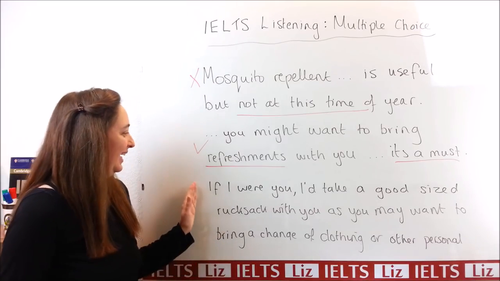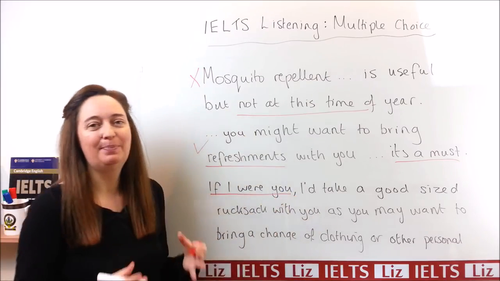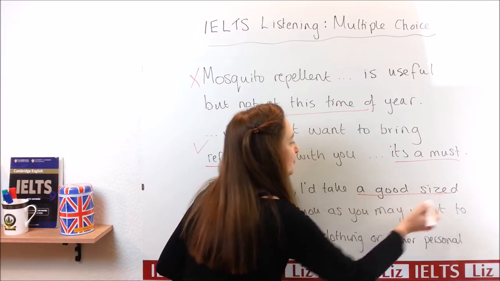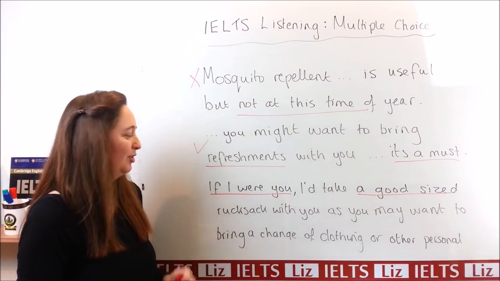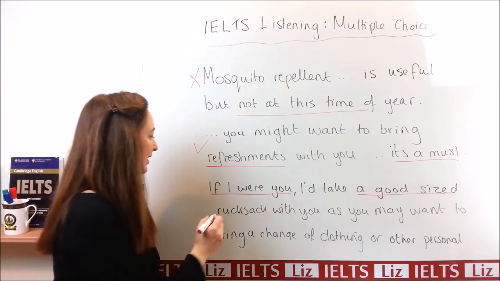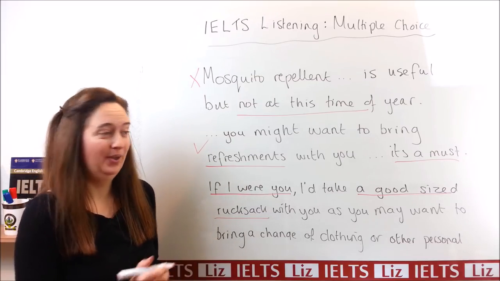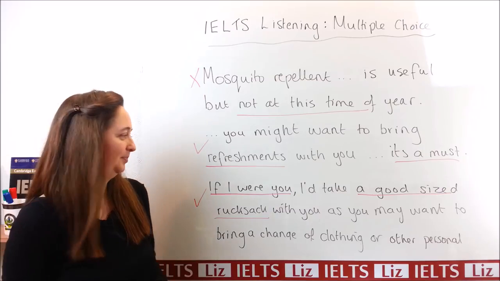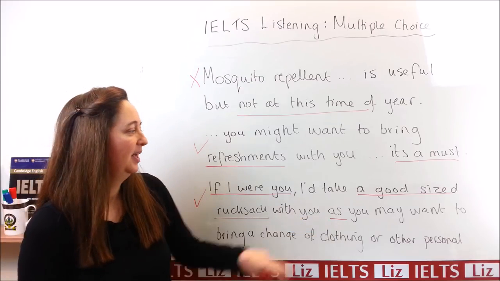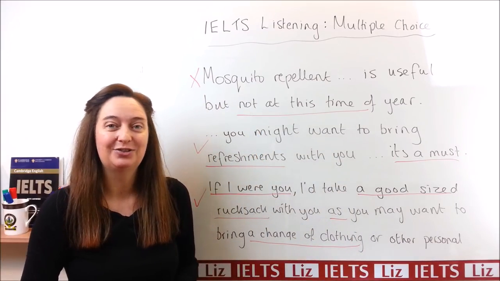The next one, if I were you. Now immediately we can see, if I were you, that is the beginning of a recommendation. If I were you, I'd take a good sized, that means large, rucksack. Do you know what rucksack is? Well, a rucksack is a bag that you put on your back. So it's a bag, so a large bag. I recommend you take a large bag with you. So that is the third answer, a large bag. And if we continue, we will see it says as, this means because. Because you may want to bring a change of clothing. So that is the option of extra clothes.